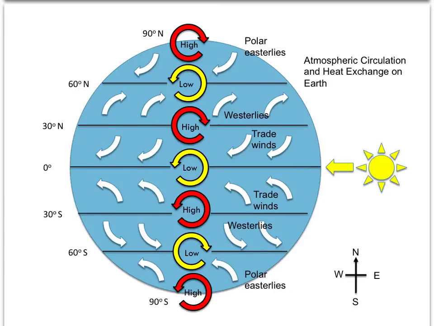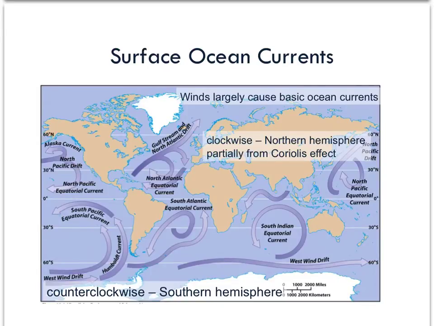If we look at the major surface currents around the globe, you can see again this is caused because of the Coriolis effect. In the northern hemisphere, you're going to have a clockwise gyre or clockwise rotation. And in the southern hemisphere, you're going to have a counterclockwise rotation at the surface of the oceans.